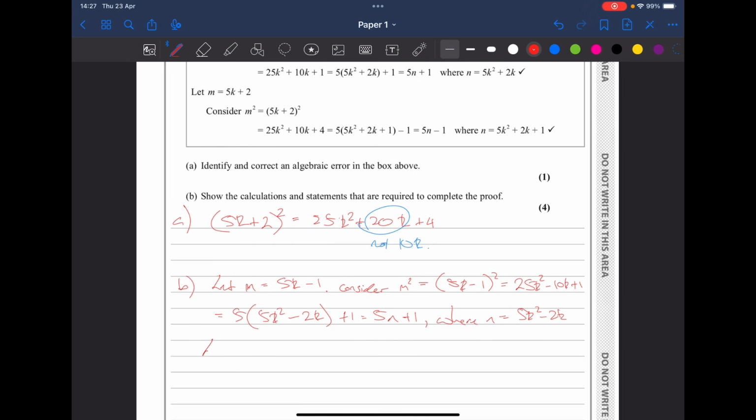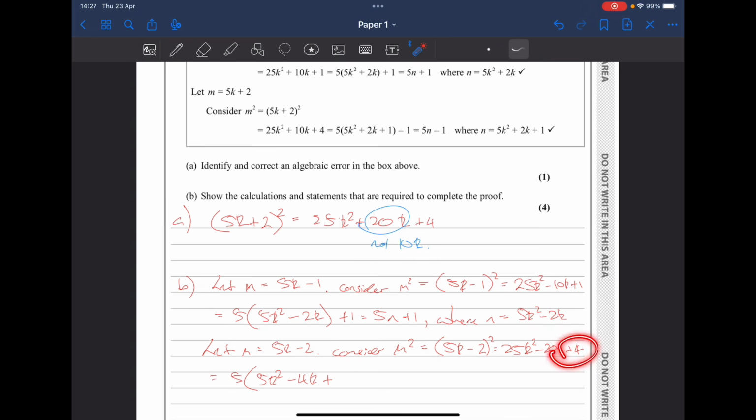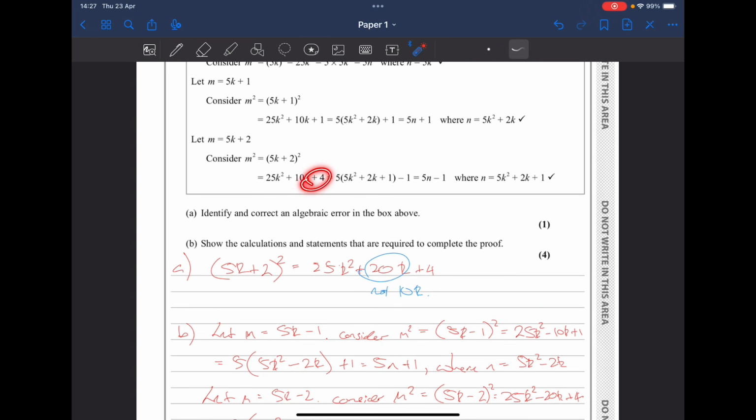And now very similar then, we're going to let m equal 5k minus 2 and consider m squared, which is the same as 5k minus 2 squared, which is the same as 25k squared minus 20k plus 4. So the proof is very long-winded. It's a case of just having to write down every step. You can't really skip any. I've just been a little bit careful about how we're going to do it. So this is where it's different. We have the 4 here. See what they did above? We've got that 4 as well.